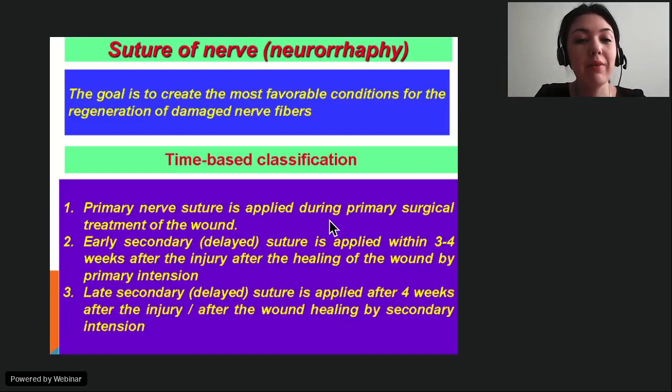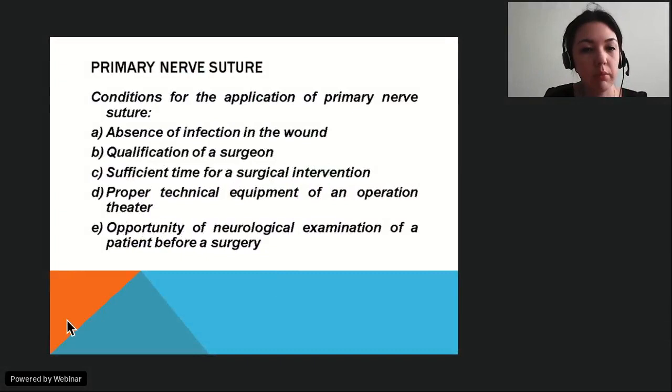Early secondary or early delayed suture is applied within 3 or 4 weeks after the injury, after the healing of the wound by primary intention. And late secondary suture is applied after 4 weeks after the injury or after the wound healing by secondary intention. So these are three classifications of the nerve sutures according to the time of application. So yeah, we will start with primary nerve suture.